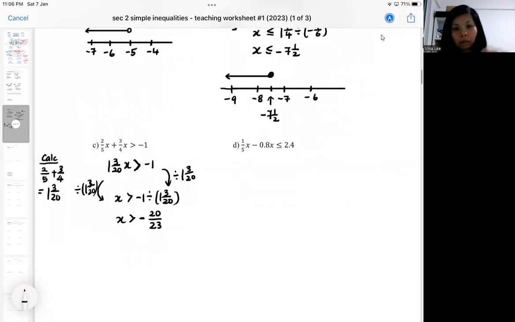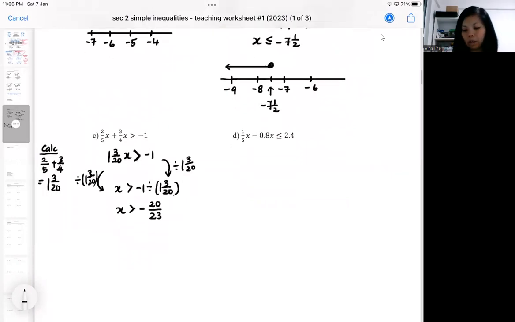So how are you going to show an inequality like this? Do a normal number line first. Locate the basic numbers first. So where is -20 over 23? Somewhere here.